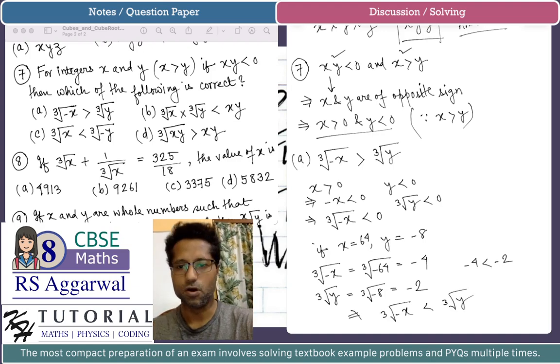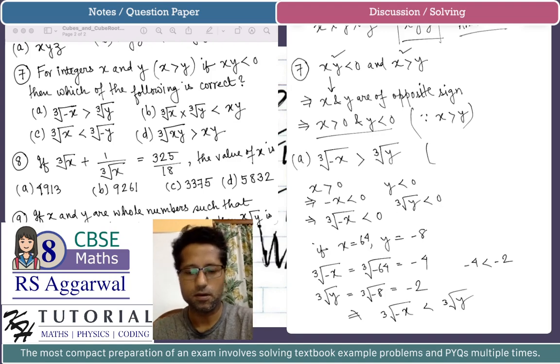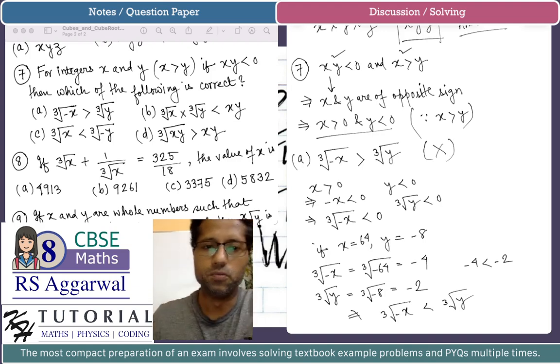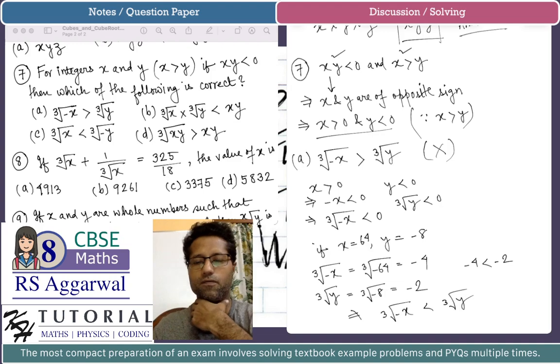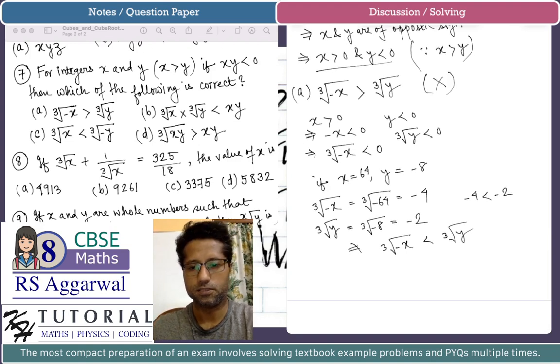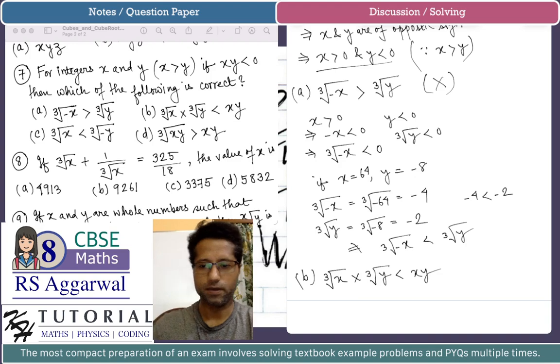So it is not necessarily always true that cube root of minus x will be greater than cube root of y. So this is not a correct choice, because in some cases it will fail. There are cases where cube root of minus x can be less than cube root of y, as we just found with x equals to 64 and y equals to minus 8. So choice A is the wrong choice. Let's see what choice B is saying. B says cube root of x multiplied by cube root of y is less than xy.